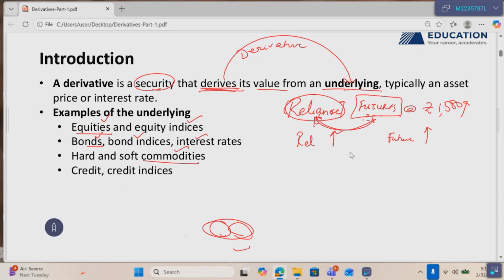All of you are seeing the gold and silver crash in the last 2 days. Because the value is going down, the futures contract of gold and silver is also going down, because the contract is deriving its value from the underlying instrument. Credit indices too, all of these are part of derivatives, and these are all examples of underlyings on which I can buy a derivative contract. So the underlying can be an interest rate future, equity future, bond future, and so on. Is the concept of what exactly a derivative is clear?